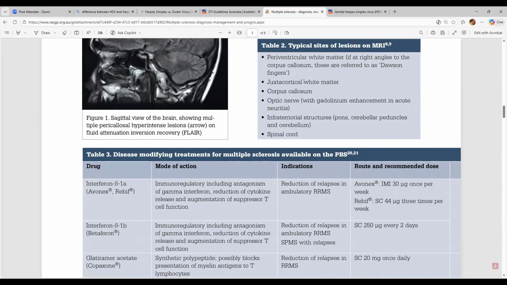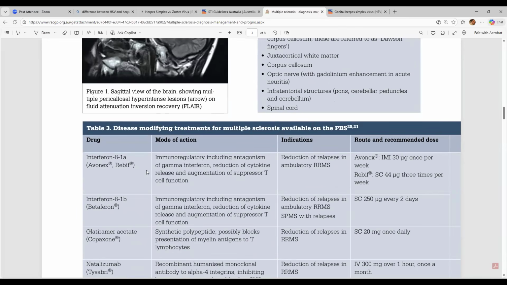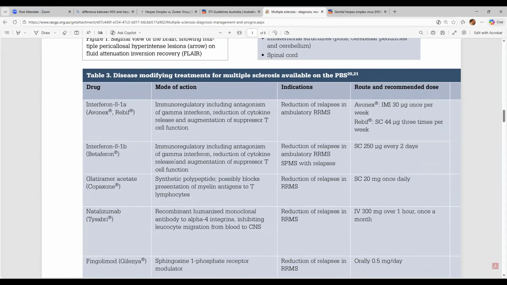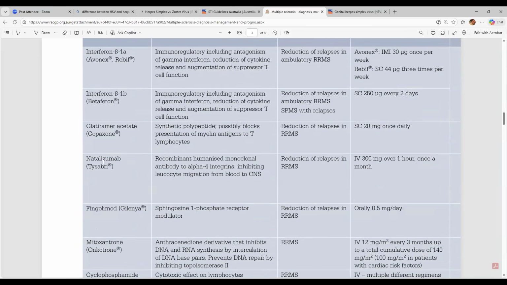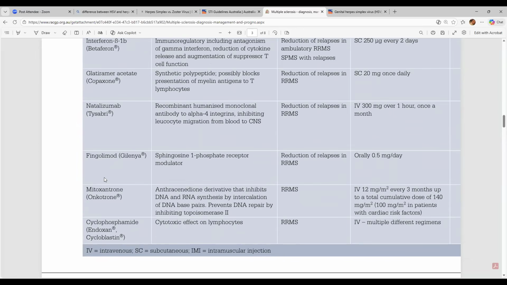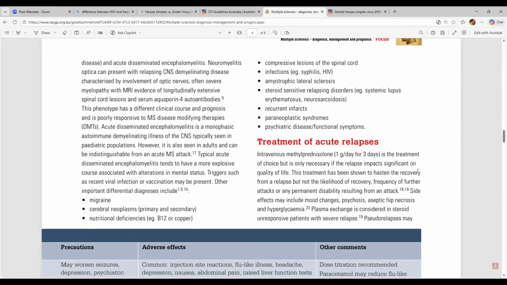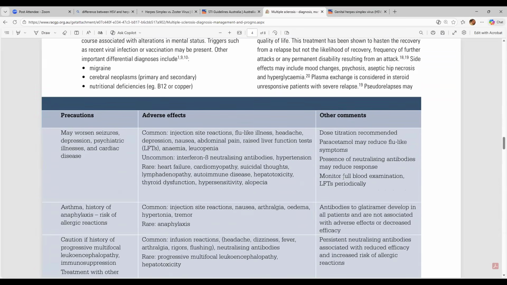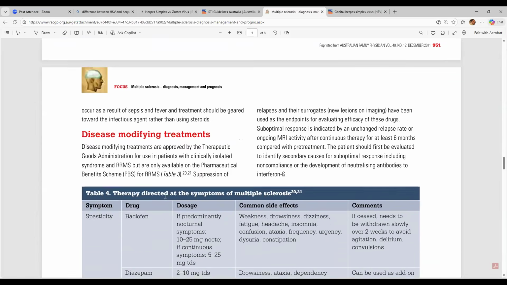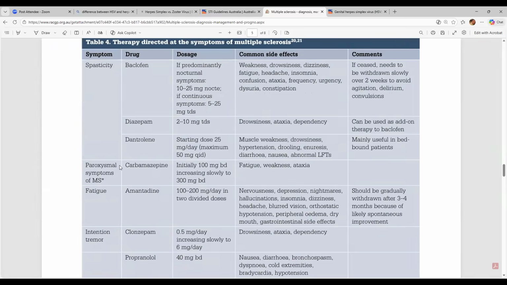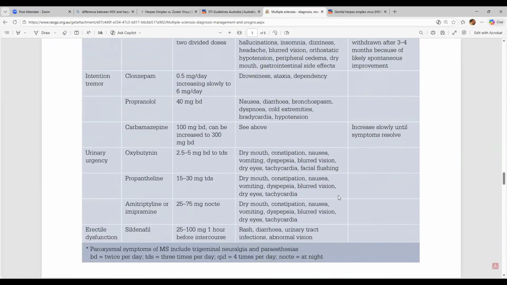Management is that we give steroids and then other disease modifying treatments are available, which are interferon alpha and beta, glatiramer acetate. These are all anti-T cell drugs, which is basically chemotherapy. The patient does become quite immunosuppressed when they are on them. Treatment of acute relapses is IV prednisolone. We've talked about it. And then you can have symptomatic management in this as well.